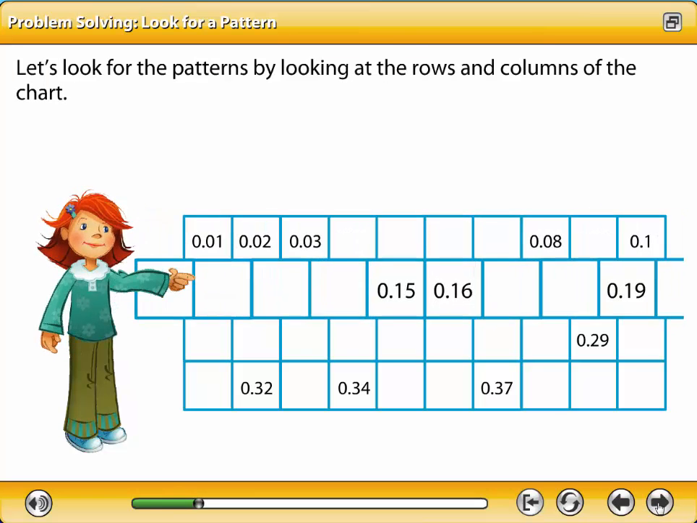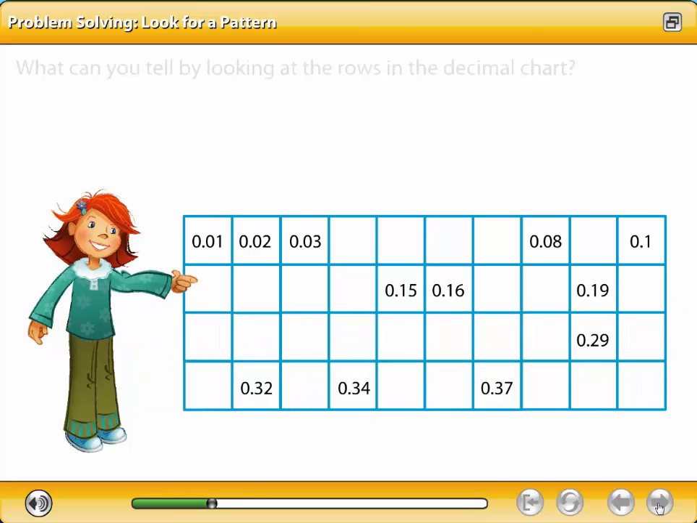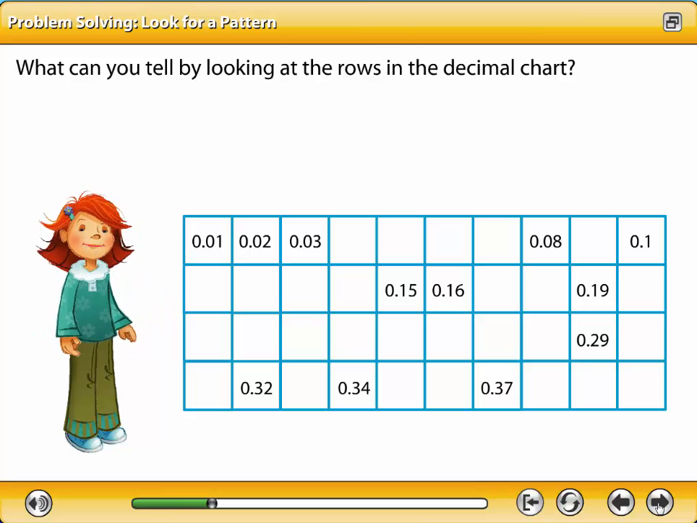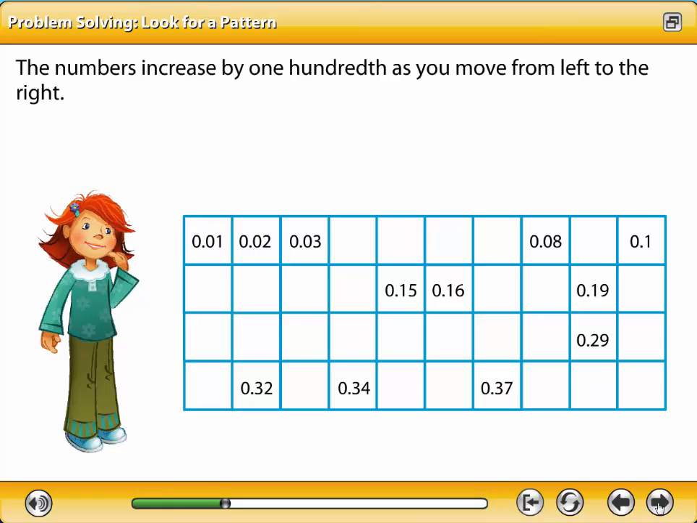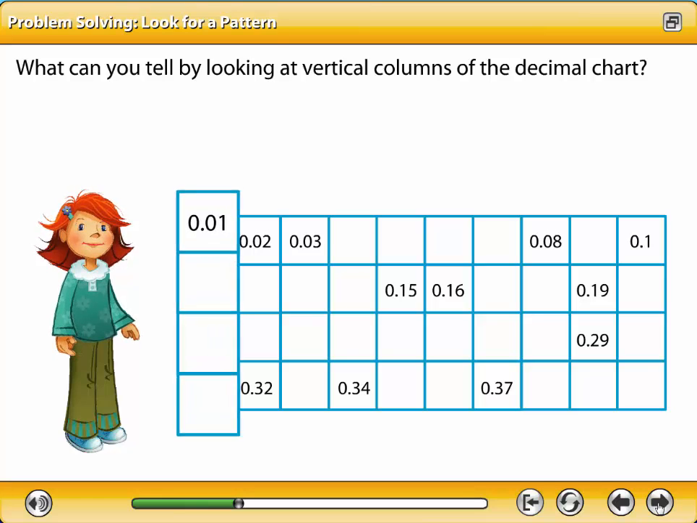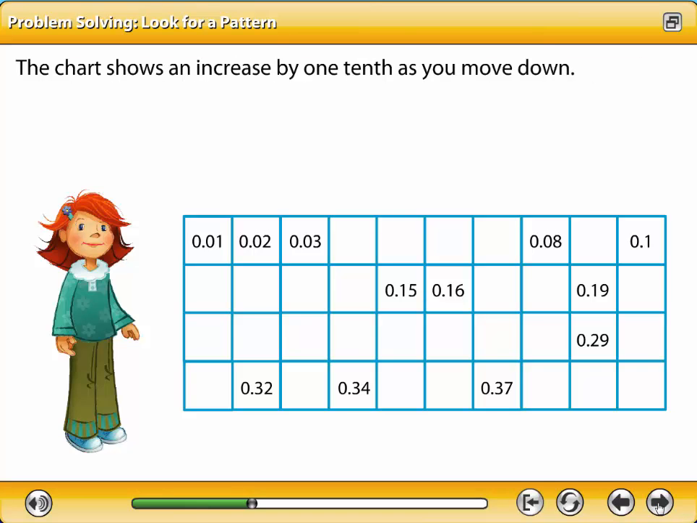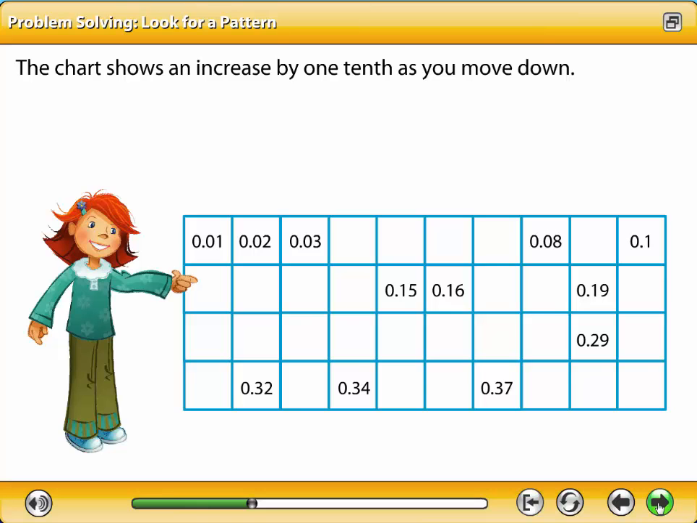Let's look for the patterns by looking at the rows and columns of the chart. What can you tell by looking at the rows in the decimal chart? The numbers increase by 1/100th as you move from left to the right. What can you tell by looking at vertical columns of the decimal chart? The chart shows an increase by 1/10 as you move down.